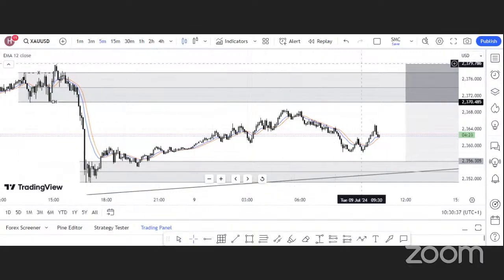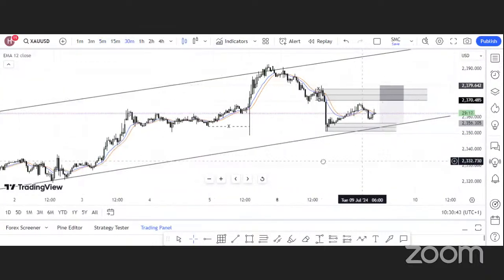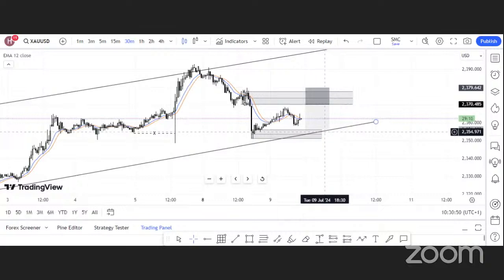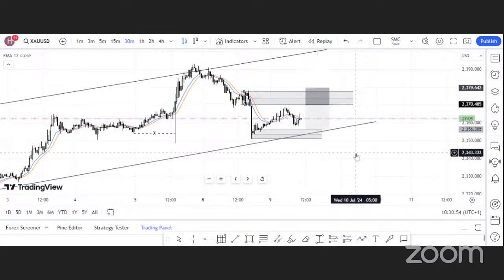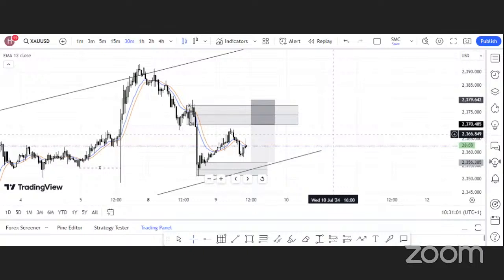So this is our point of interest here, and I expect the market to get here and sell to this level where we have our lower trend line. All right. So that is my analysis for XAUUSD, guys.